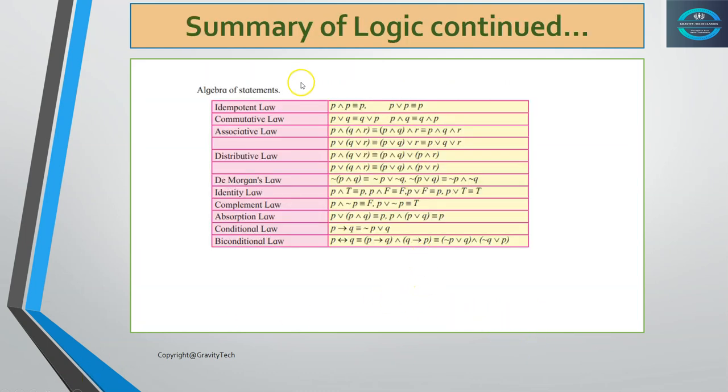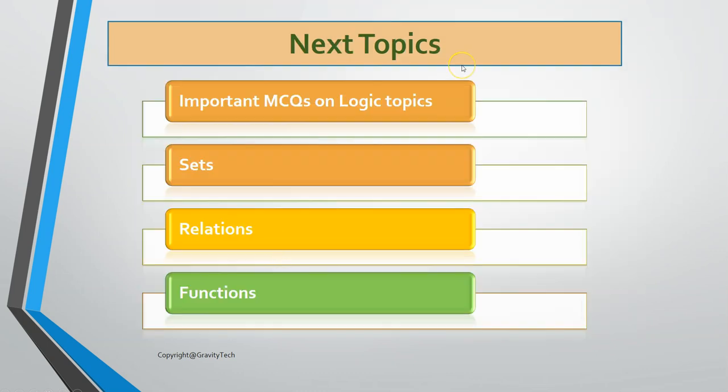Now, these are the algebra of statements which we saw: idempotent law, commutative law, associative laws, distributive laws, De Morgan laws, identity laws, complement laws, absorption laws, conditional laws, and biconditional laws, right? Now, what are you going to cover in the next topic? Important MCQs of the logic chapter, then some descriptive sums, right? Then we will quickly have the introduction about sets, relations, functions. So that's the agenda of next topic.